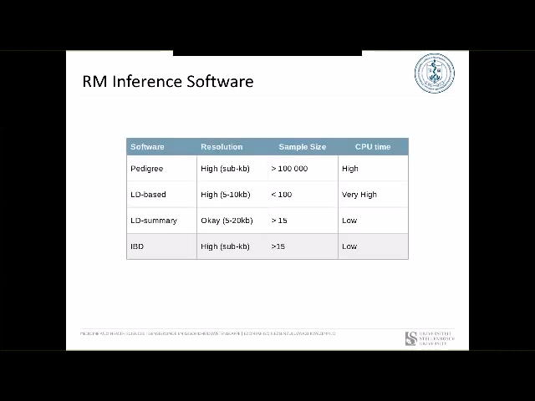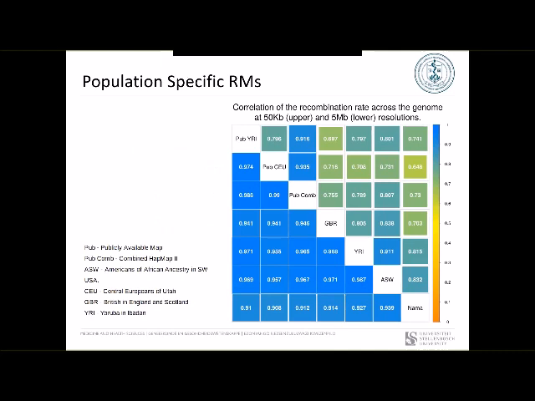For my comparison, I settled on using FastEPRR, an LD summary-statistics-based method, to infer population-specific recombination maps, because I don't have 100,000 individuals like the pedigree software requires, and it produced comparable results to LD-based methods at relatively high resolutions. So I compared a recombination map for the Nama, which is a Khoisan population, to recombination maps of various populations from different continental groups. And here are the results of that comparison.